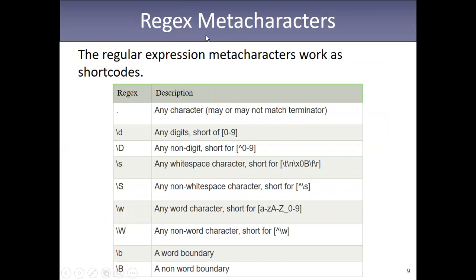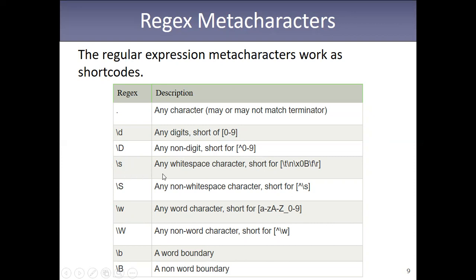Next, let's see about regular expression meta characters. The regular expression meta characters work as shortcuts. The very first meta character is dot. It represents any character, may or may not match. Then backslash d represents any digit 0 to 9. Backslash capital D represents any non-digit. Its short form is caret 0 to 9.